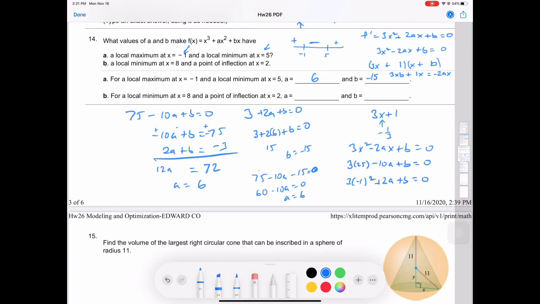Then find a local minimum of negative 8 and the point of inflection at 2. Okay, I think that would be easier. The point of inflection is when we take the second derivative. So if we take the second derivative of this guy here, we end up with 6x minus 2a, make that equal to 0, okay? But we know it happens at x is equal to 2. So if x is equal to 2, that's 12 minus 2a equals 0. So a must be 6.